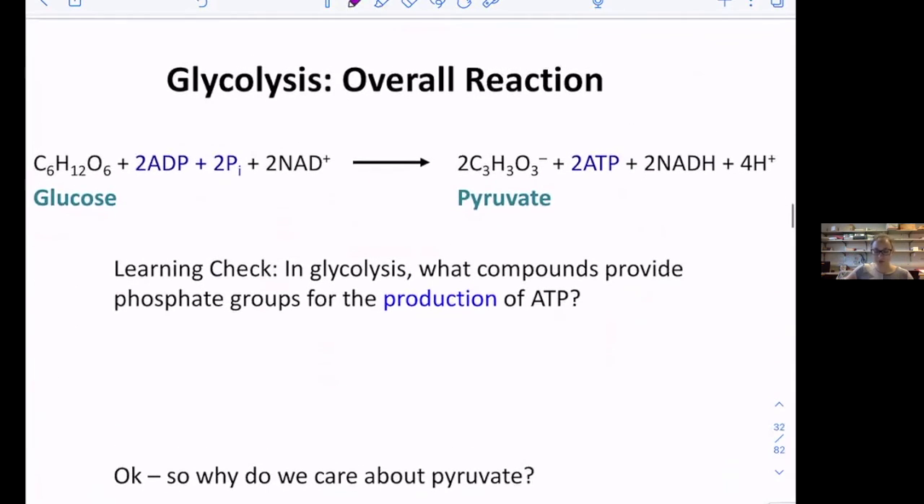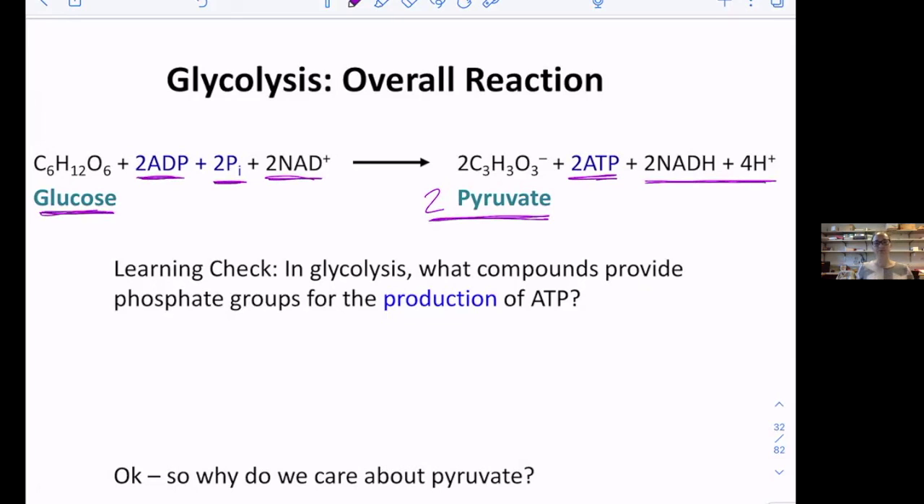So the overall reaction of glycolysis, there's 10 steps to it. But if you just take all of those steps and put it into a general reaction and cross everything out, we have 1 molecule of glucose. We need to put in 2 ADP, 2 phosphates, and 2 NAD plus coenzymes, but we get out 2 pyruvate molecules and 2 ATP. So we're producing overall 2 ATPs. And then we also have the reduced version, NADH.